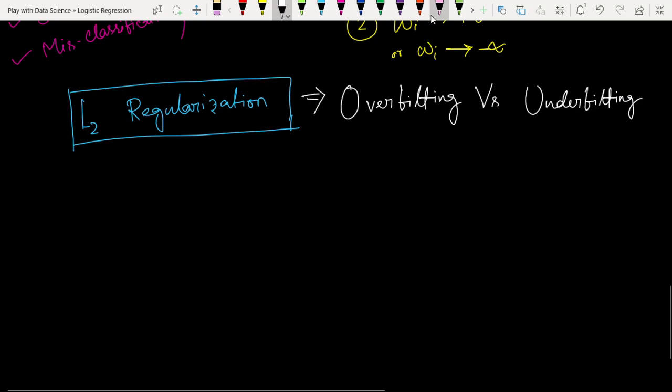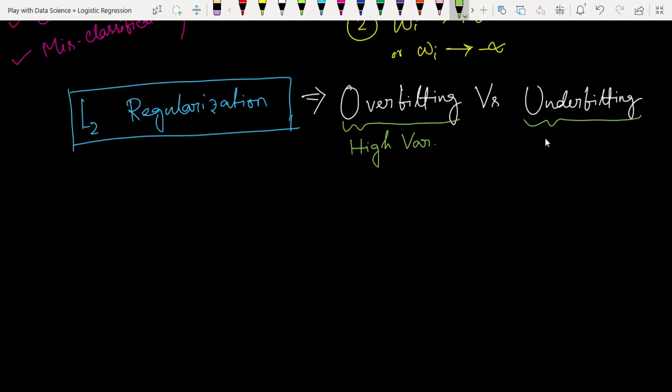Okay, one thing: overfitting means what? Overfitting means our high variance problem, and underfitting means what? Underfitting means high bias problem.